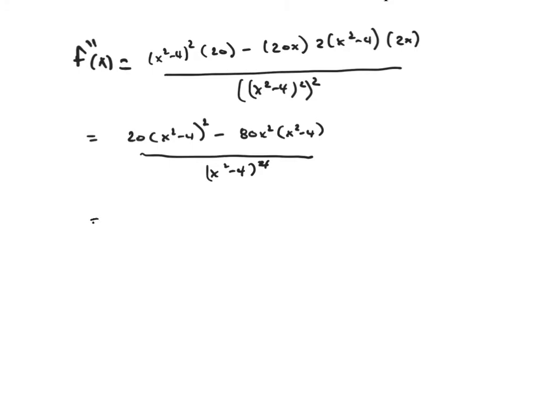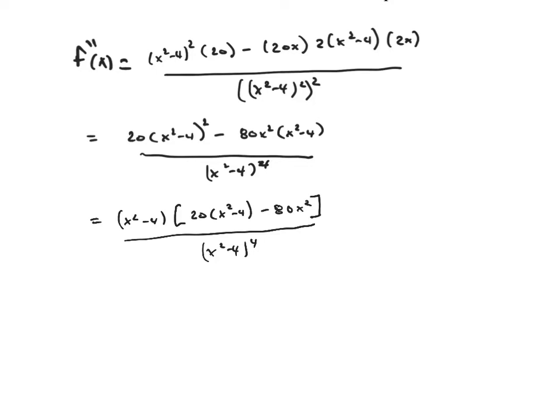Notice in the numerator we can factor out an x squared minus 4. So if I factor out an x squared minus 4 on top, the first term I'd still have a 20, and I'd have one of the x squared minus 4's left. And in the second one I'd have that minus 80x squared. Sorry, let me be very clear about that. 80x squared. And on bottom I have that x squared minus 4 quantity to the 4th power. I can do some simplification. So this would be x squared minus 4 cubed on bottom.